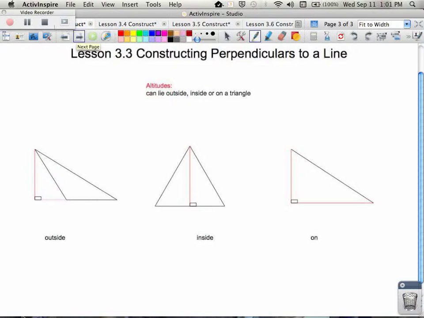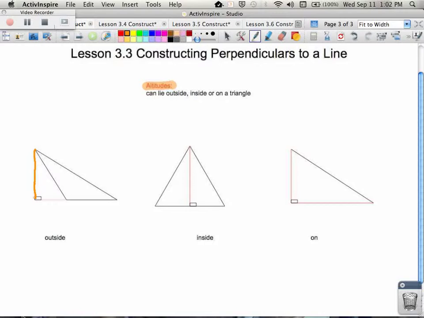Some information, just so you know: in our book, which we don't use usually, or in our course, the word altitude means perpendicular, and usually is talking about triangles. They can occur outside, inside, or on a triangle side. So in figure 1, you see an altitude that is to the outside of a triangle. It's perpendicular to the baseline.